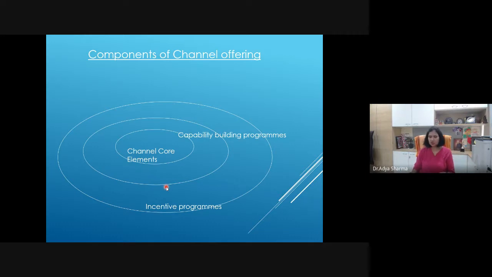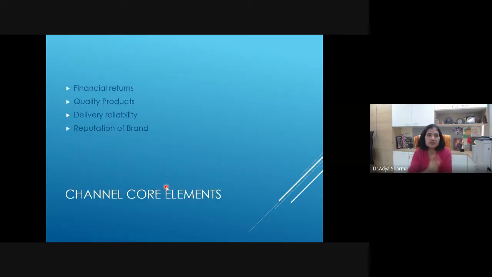So what are the channel elements? Financial returns, quality of the product, delivery reliability, and reputation of a brand. More the number of ticks, the more happy they are. They want financial returns. I mean, you can't expect them to work free for you. So financial returns may be in terms of giving them their due in time, in terms of profit. Let's face the basic fact of life. I've said even for your salespeople, salary is not a motivator. Salary is a basic requirement.